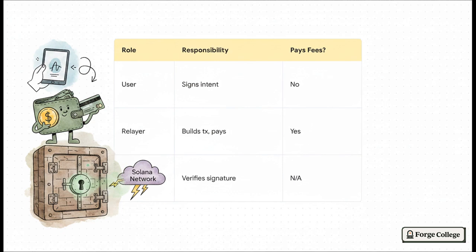Second, we have the relayer. You can kind of think of the relayer as the generous sugar daddy of our transaction. They take that user's signed intent, build out the full transaction, set themselves as the fee payer, sign it, and submit it. They're the ones picking up the tab. And finally, our vault program. It acts as the ultimate authority, verifying the signature and executing the deposit without paying or receiving any fees itself.